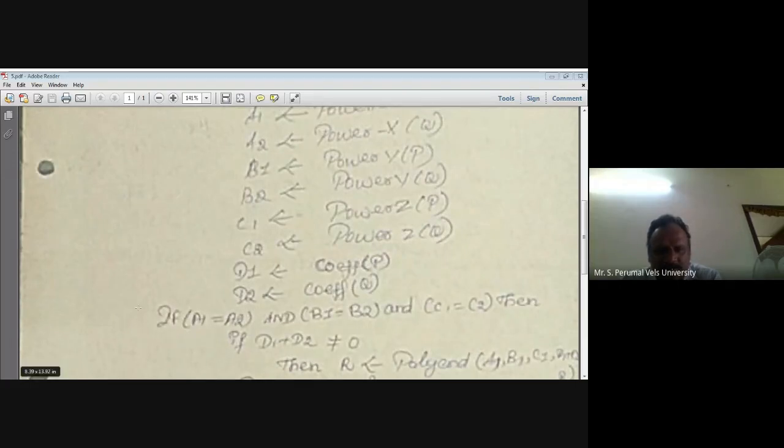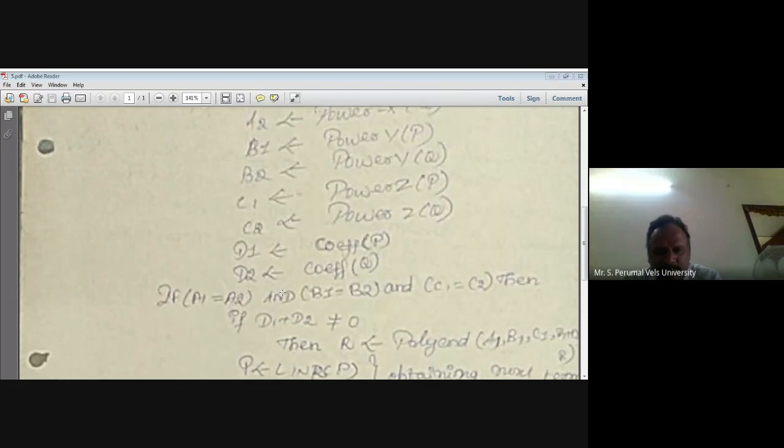See, they are bringing back the constraint mentioned earlier. A1 equal to A2 and B1 equal to B2 and C1 equal to C2, everything is equal. Then if D1 plus D2 is not equal to 0, then the resultant value is replaced with polyend, using polyend as the function with A1, B1, C1. Then D1 plus D2 is added.